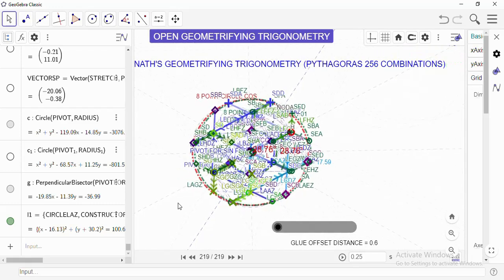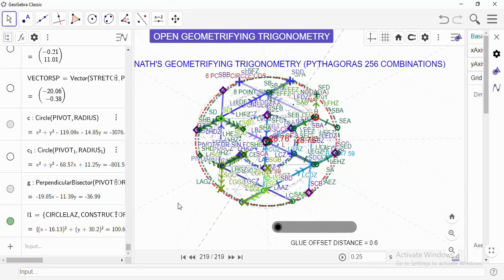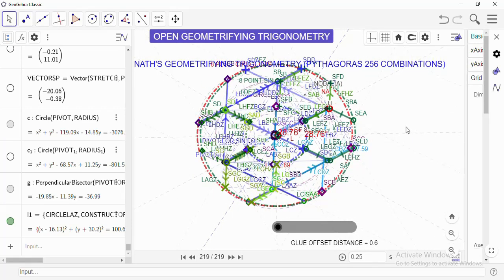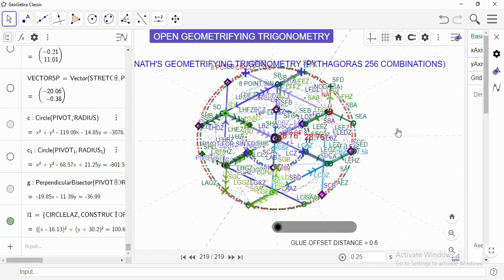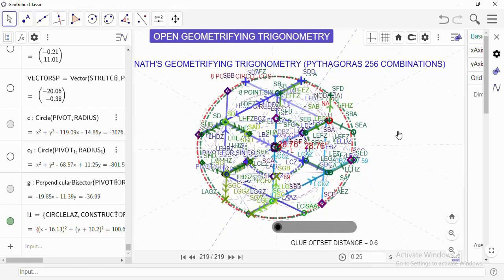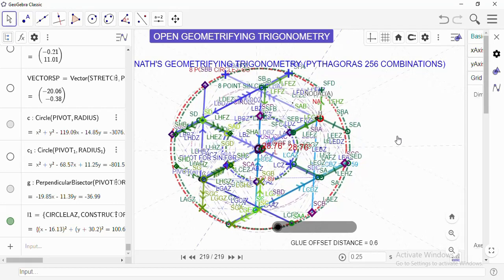We have already shown in previous videos that ABCD into ABCD, the Cartesian product, gives us AA, AB, AC, AD, BA, BB, BC, BD, CA, CB, CC, CD, and DA, DB, DC, DD. These 16 types of cos square theta are possible.